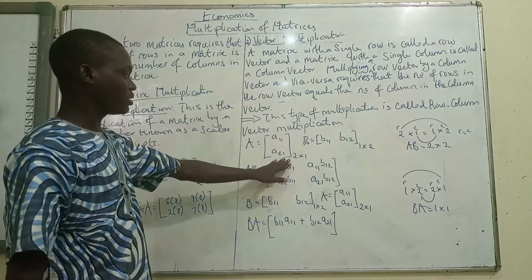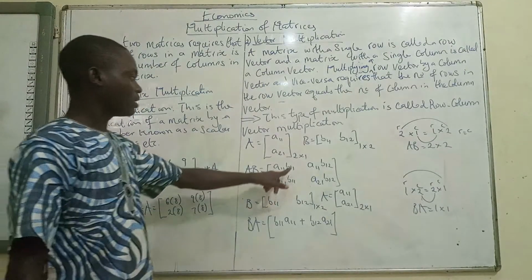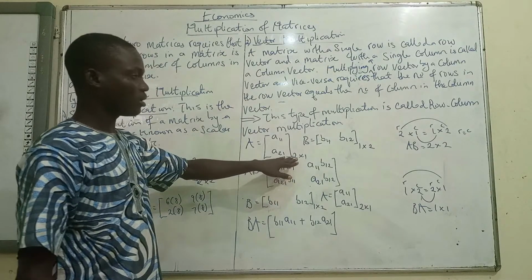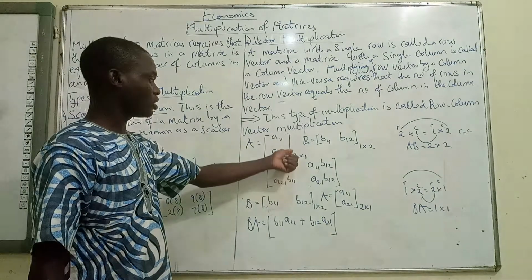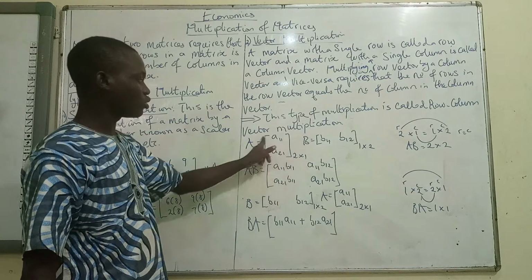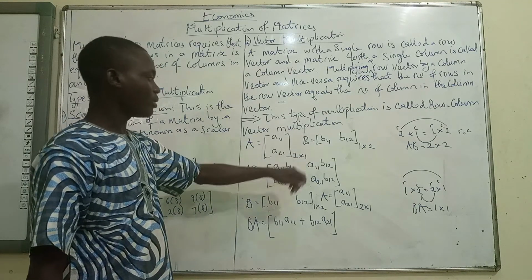Now, the dimension of this is a 2 by 1 matrix simply because, recall from our previous classes, when you're writing the dimensions, the first number represents the number of rows. So this is rows and this is columns. So we have 2 rows, 1, 2, and then we have a column, so a 2 by 1 matrix.